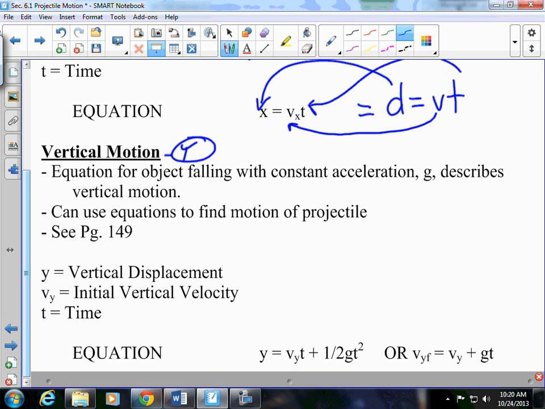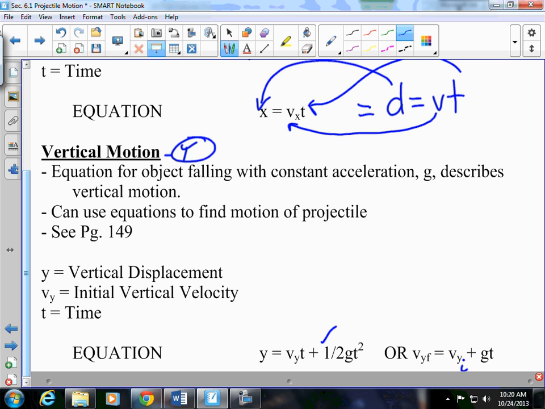Y is equal to Vyi times t plus 1/2 g t squared, or Vyf is equal to Vyi plus g t. We're going to spend most of our time dealing with the first equation, but there is an occasion where you might use the second equation.